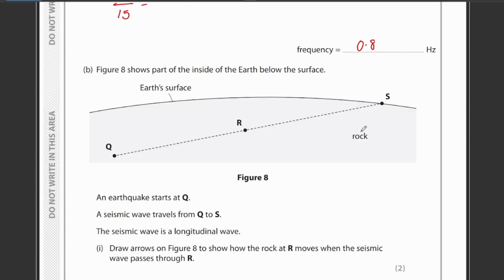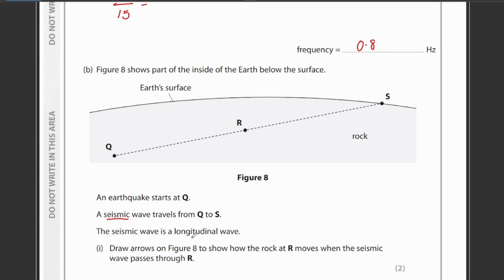Next question. Figure 8 shows part of the inside of the Earth below the surface. So that's your Earth's surface. An earthquake starts at Q. A seismic wave travels from Q to S. So it's going from here to there.